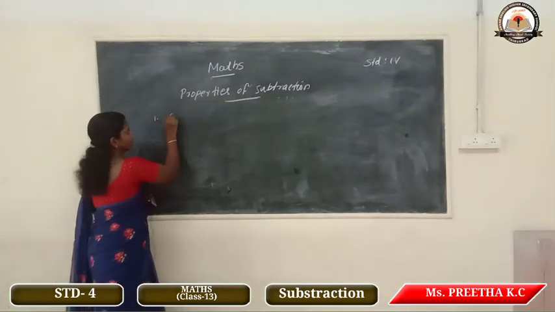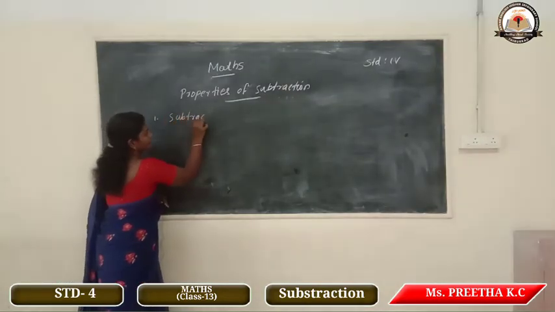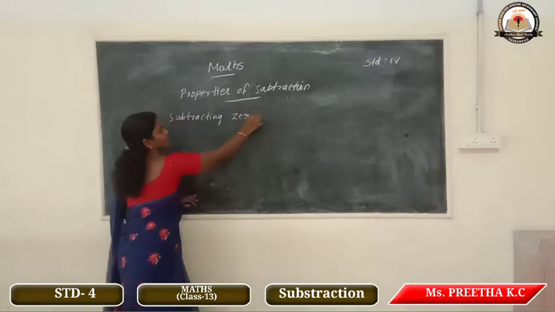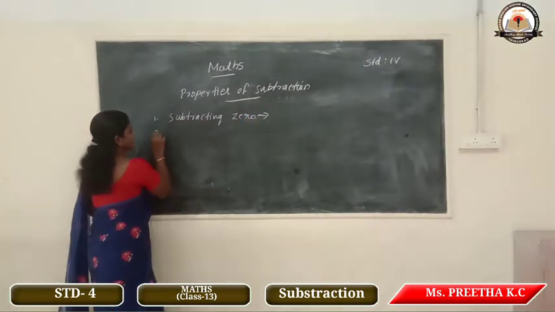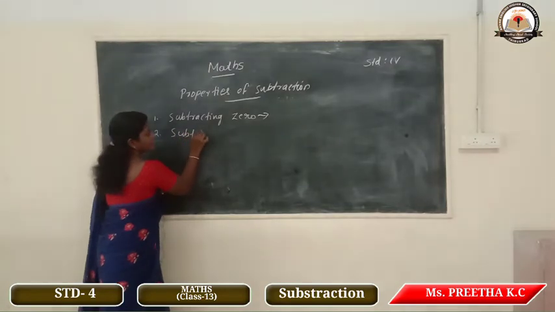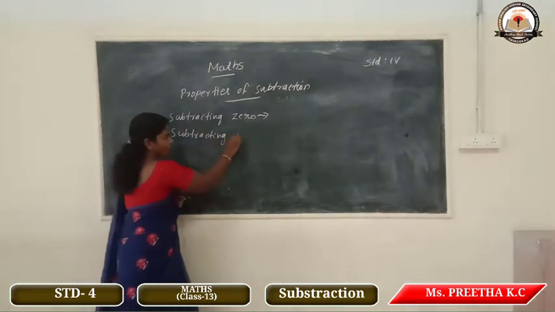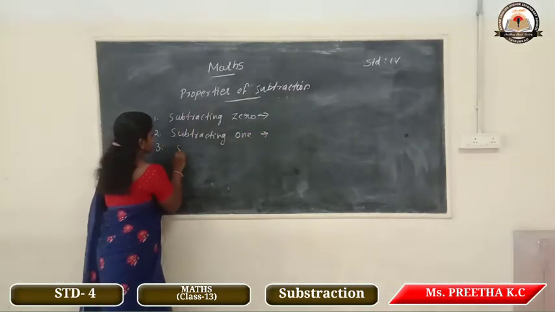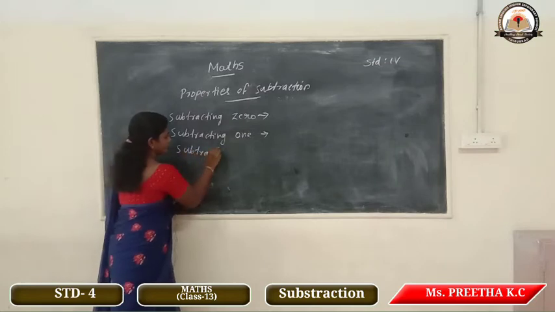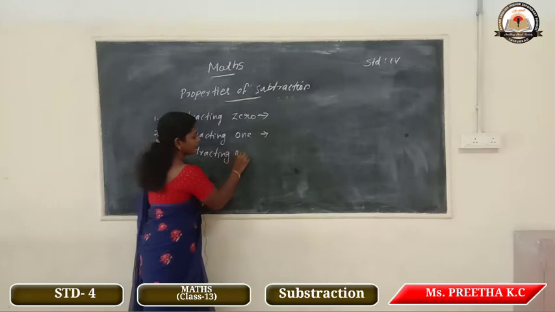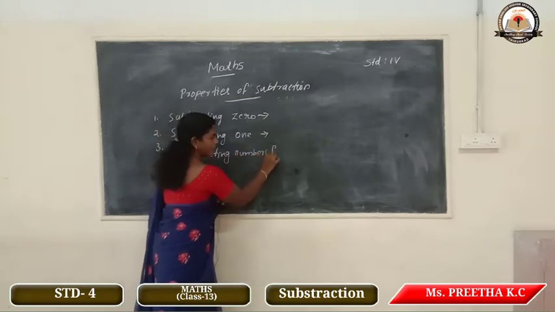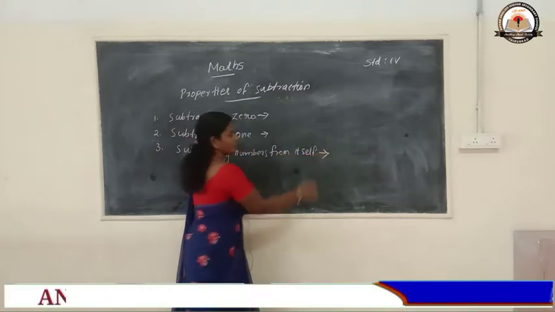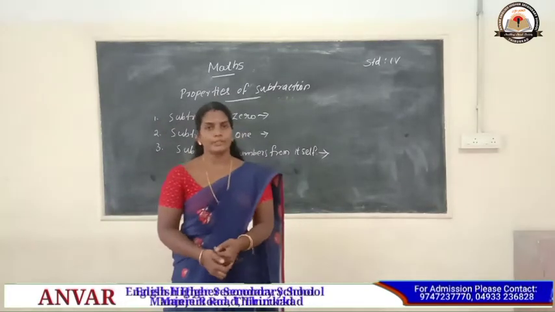First one, subtracting 0. The second property is subtracting 1, and the third property is subtracting numbers from itself. These are the three important properties related to subtraction.